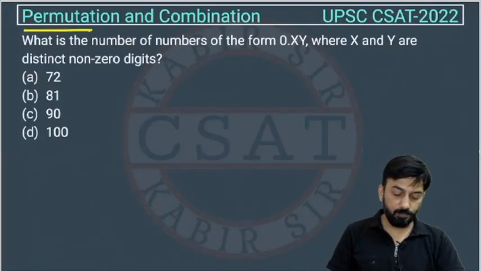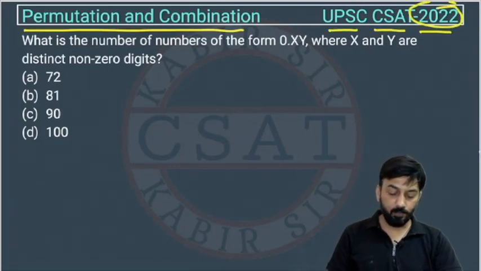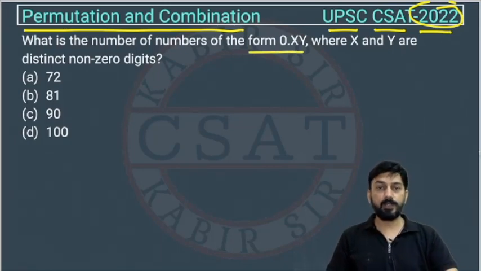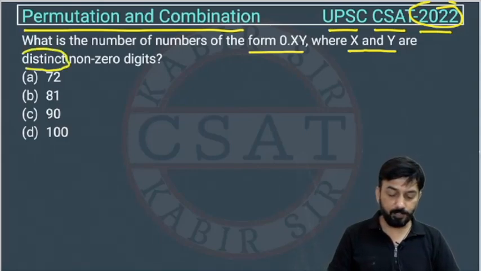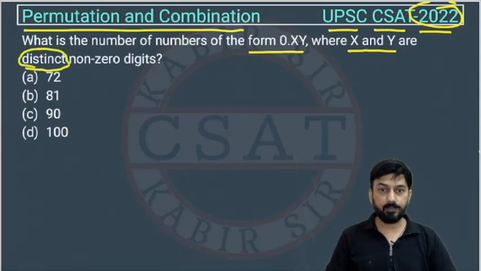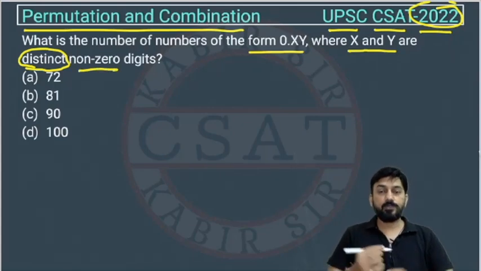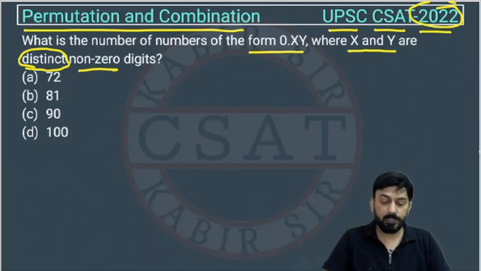So this is a question from the permutation and combination chapter asked by UPSC in the CSAT paper of 2022. What is the number of numbers of the form 0.xy where x and y are distinct? This is important. So x and y are distinct, non-zero digits, right? Because I have seen many students were not able to identify that this question is from the permutation and combination chapter.